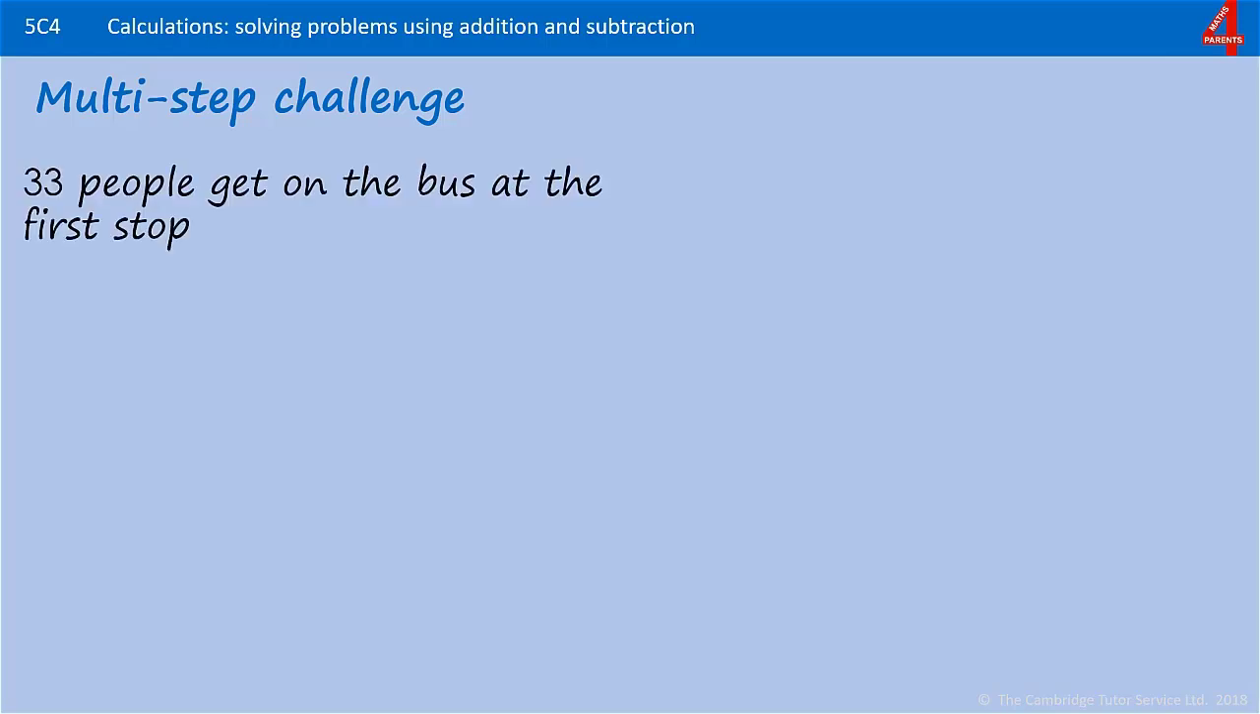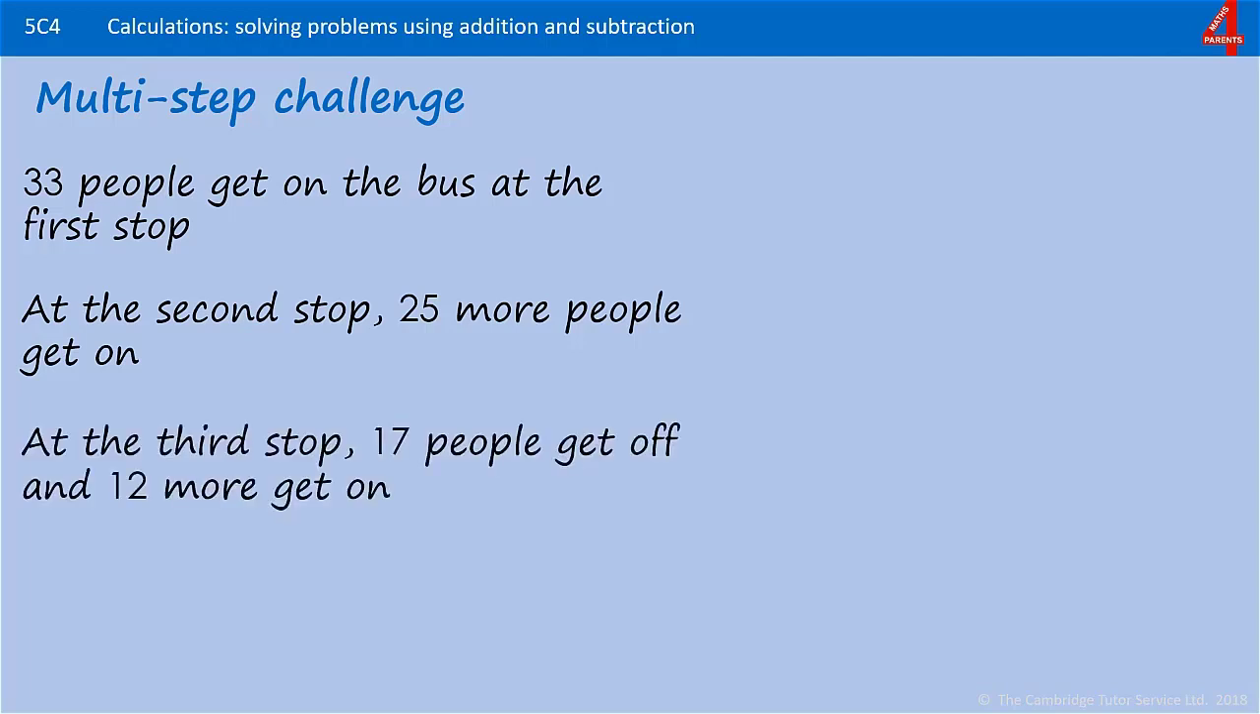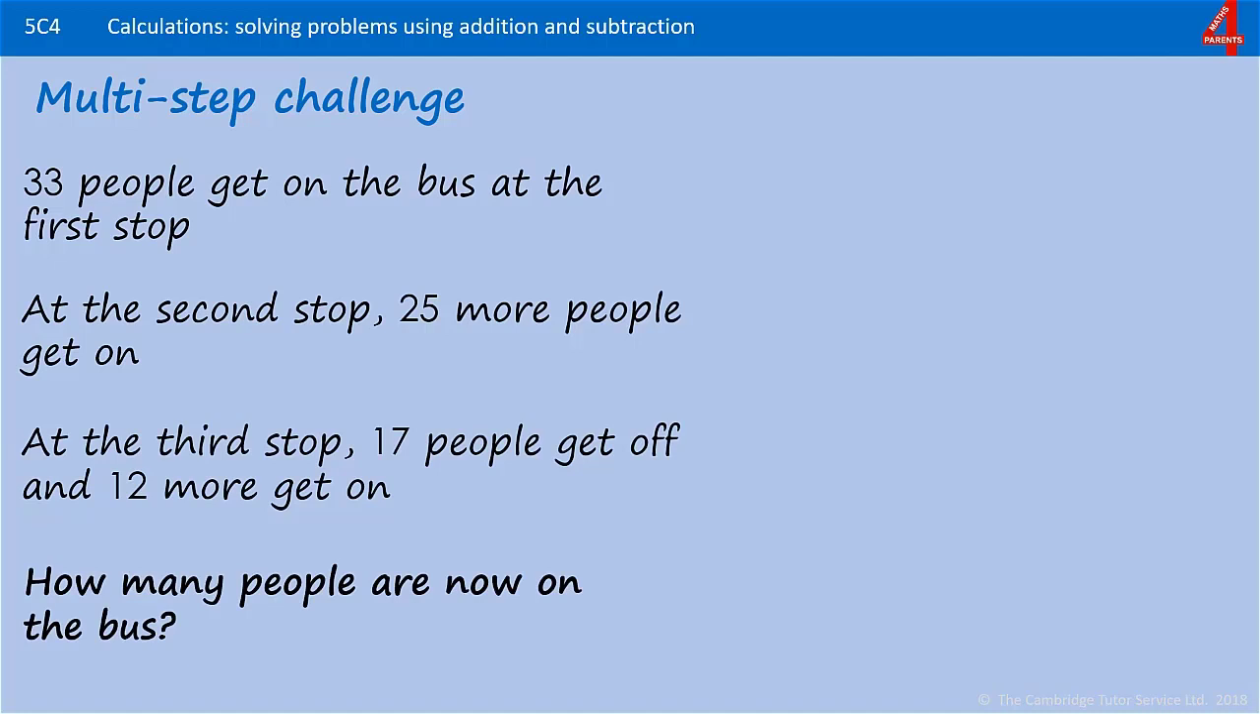33 people get on the bus at the first bus stop. At the second stop, 25 more people get on. At the third stop, 17 people get off and 12 more get on. How many people are now on the bus?